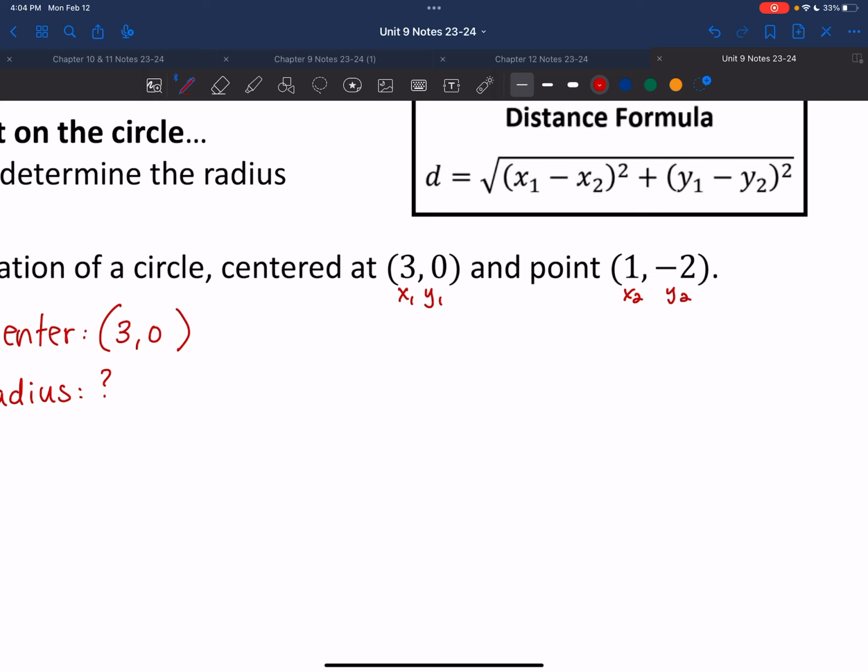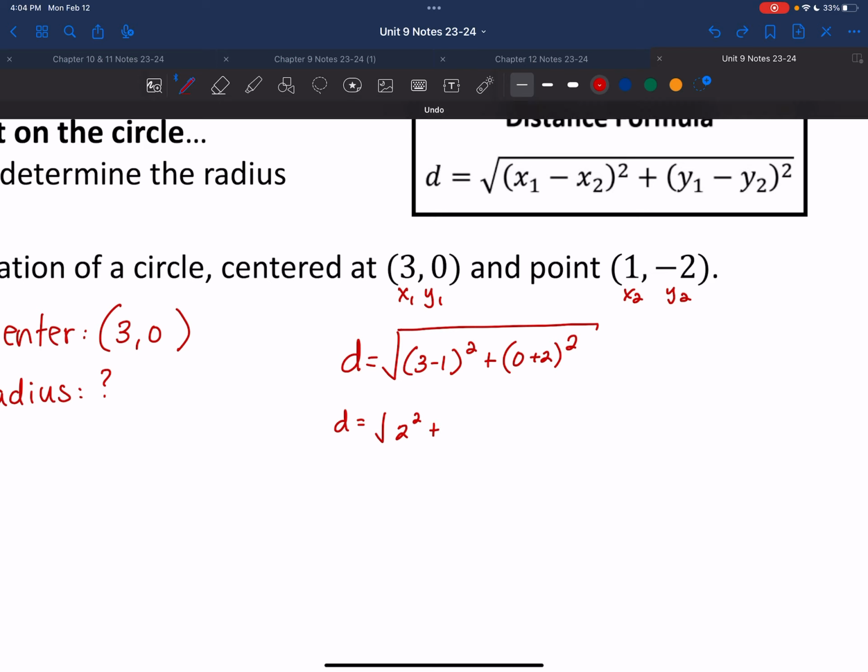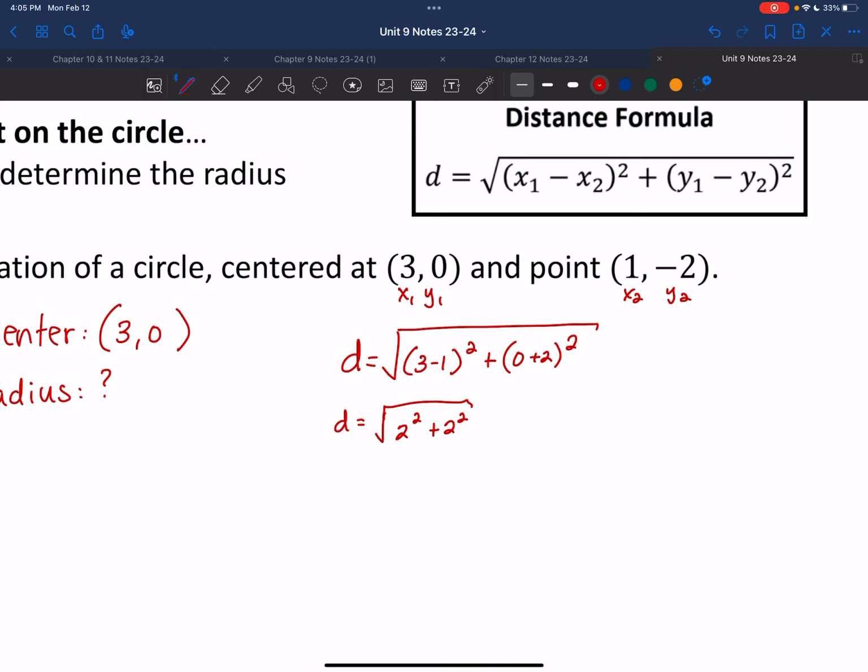And so I'm going to have my distance equals the square root of (x1 minus x2) squared plus (y1 minus y2) squared. So I'm going to have 3 minus 1, squared, plus 0 minus -2, so that's really 0 plus 2, squared. If I simplify this, I'm going to have 2 squared plus 2 squared, so that's going to equal the square root of 4 plus 4, which equals the square root of 8.